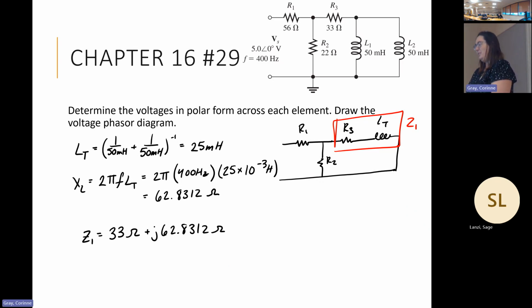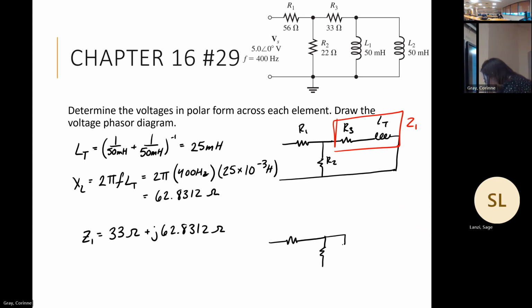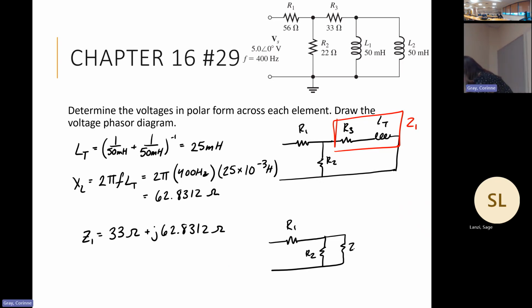I put an ohm symbol in there. If I wanted to redraw this circuit with Z1 instead of a resistor and an inductor, what symbol might I use? Yeah, it's a resistor. So we can redraw this again. It looks like this. So we'll have R1, R2, and we'll want to reference it as Z1 because that will be what we pull along with it.